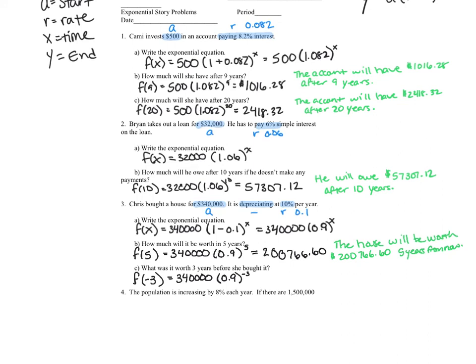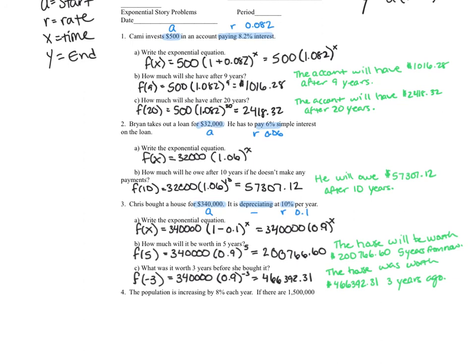Now what this is going to do is earn us a larger value, because if it's losing money as we go forward in time, it should be gaining as we go backwards. And that is true. If we plug this into our calculator, we get 466,392.31. Or if we were to write this in a sentence, the house was worth $466,392.31 3 years ago.